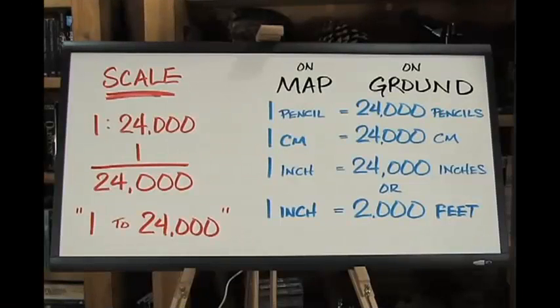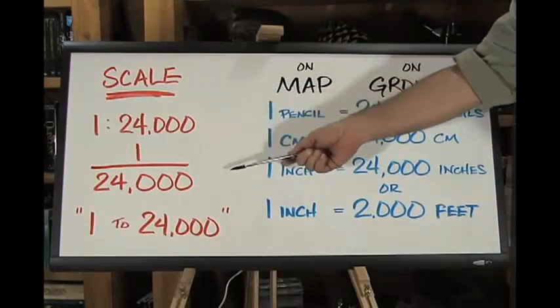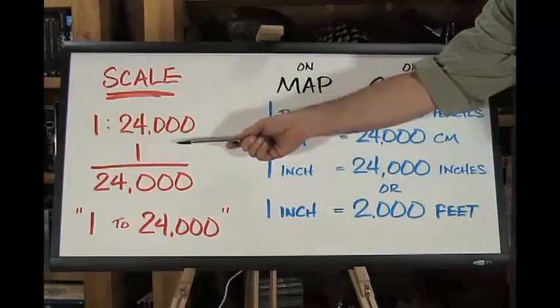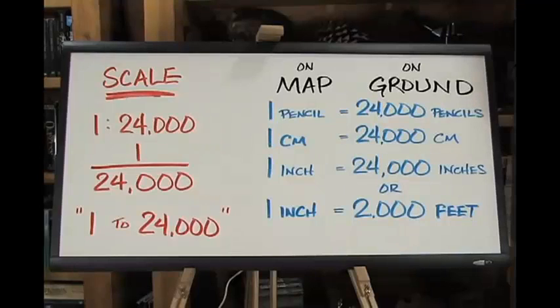The map scale is the relationship between distances in the real world and distances on the map. The scale can be displayed in different ways. These both mean the same thing. 1 unit of distance on the map equals 24,000 of the same distance units on the ground. It doesn't matter which units are being used. It could be centimeters, it could be the width of a pencil. The ratio of 1 to 24,000 is the same.